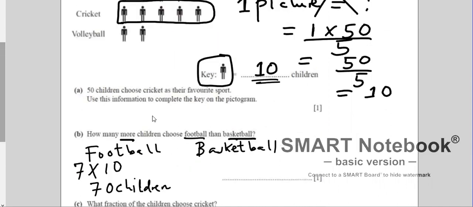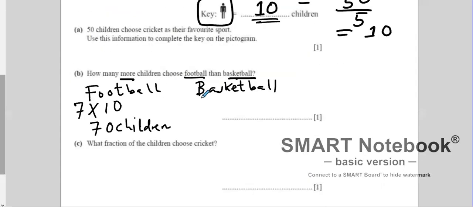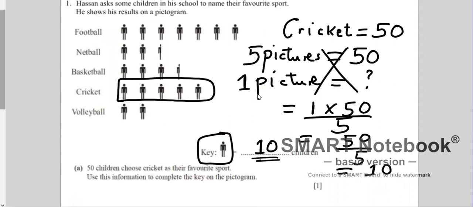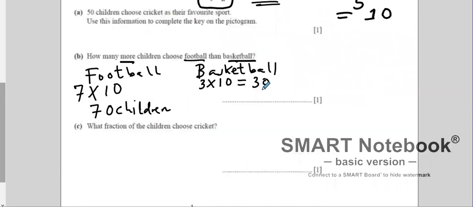And for basketball, we have 1, 2, 3 full pictures, so we do 3 times 10 equals 30 children. But then we have this picture which is a half of 10, because each picture equals 10 children. Half a picture will mean half of 10, and that gives you 5 children. So we take 30, add 5, we get 35 children.